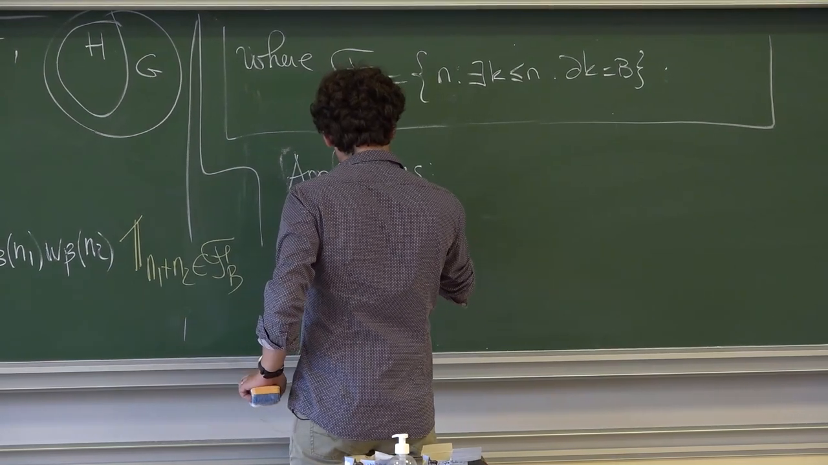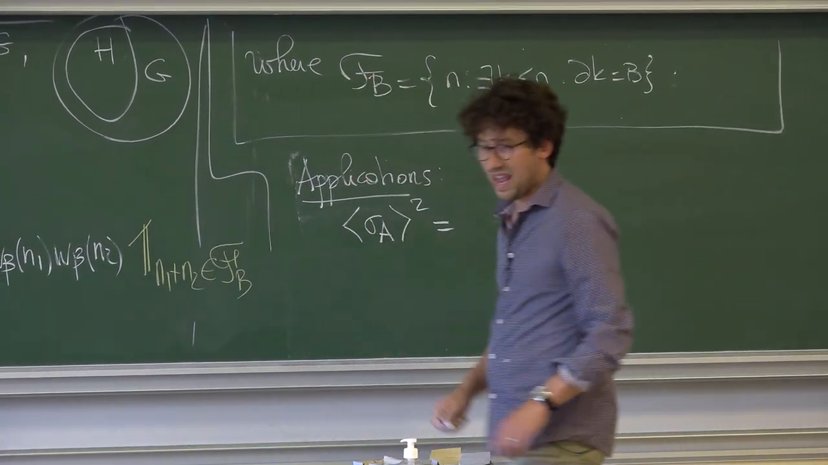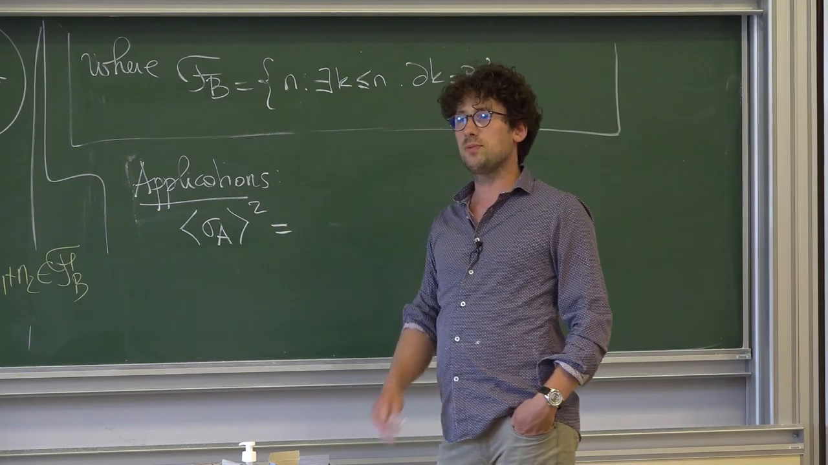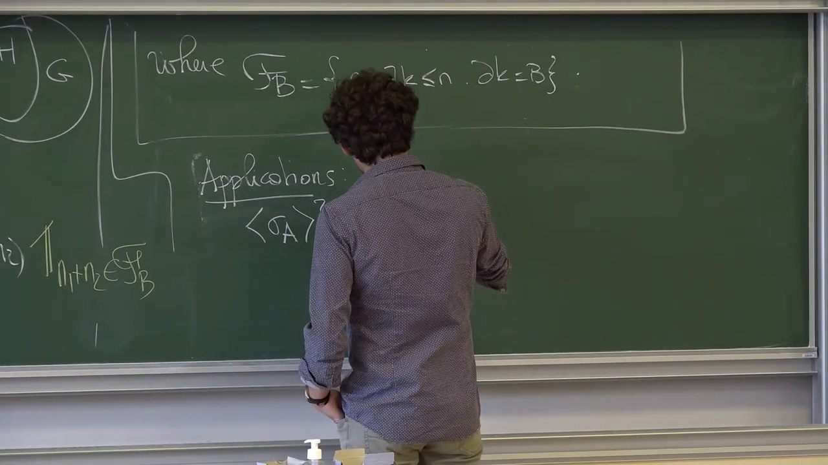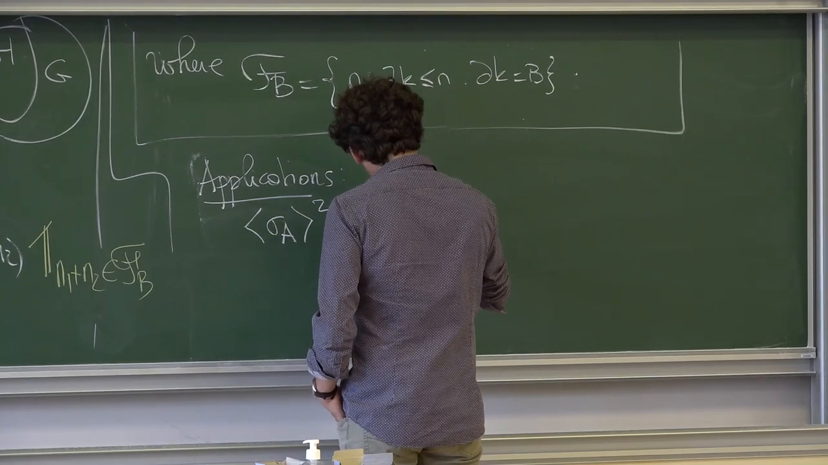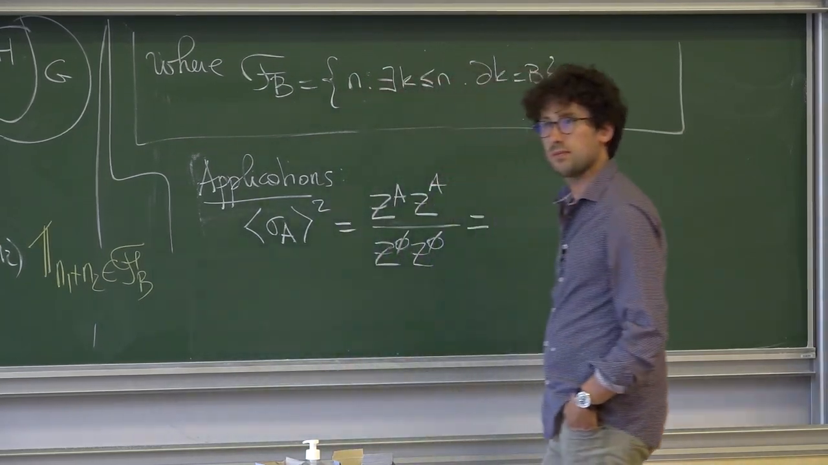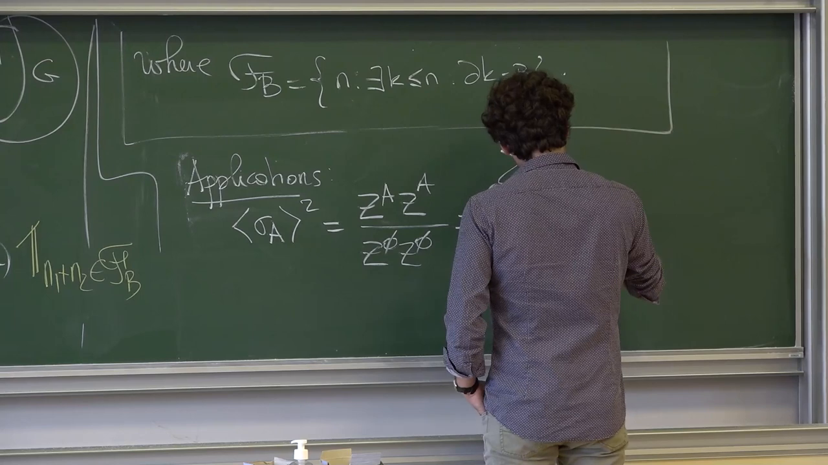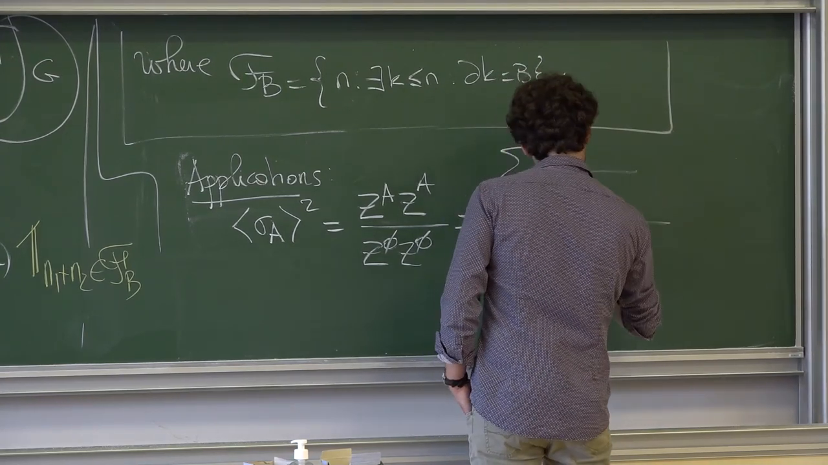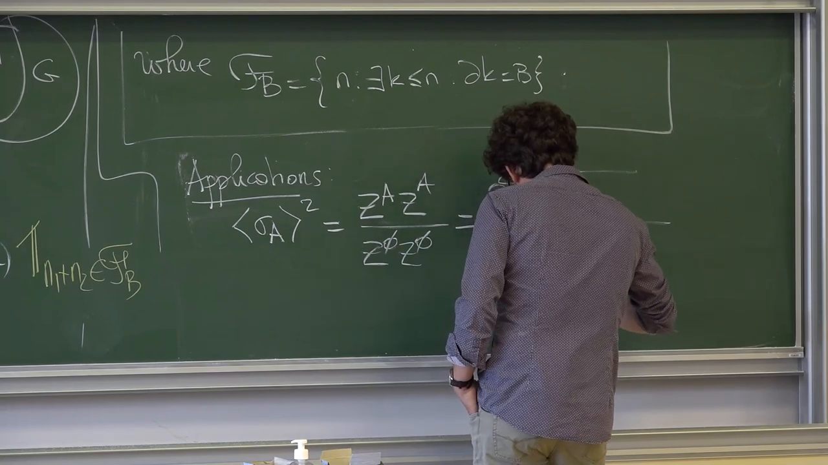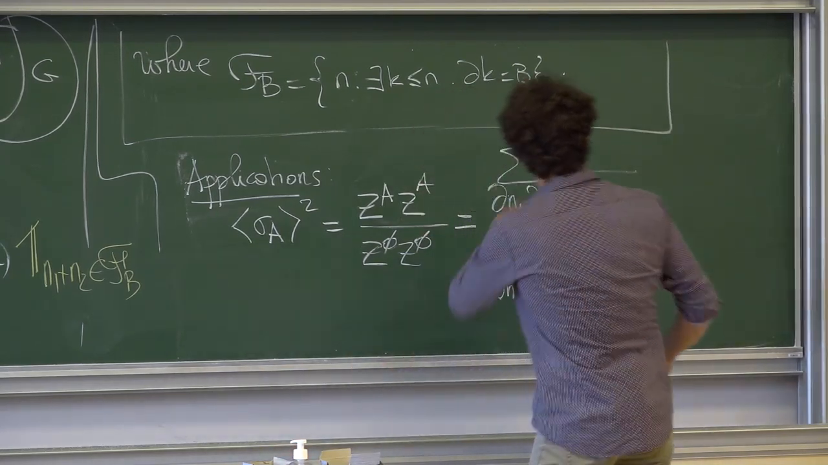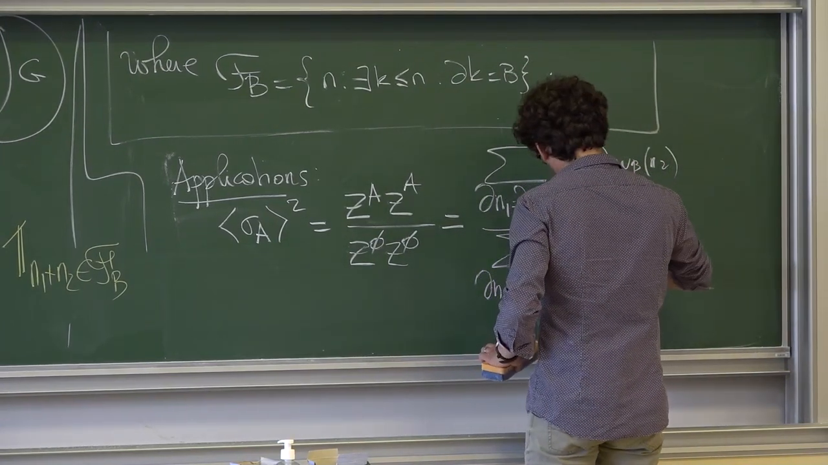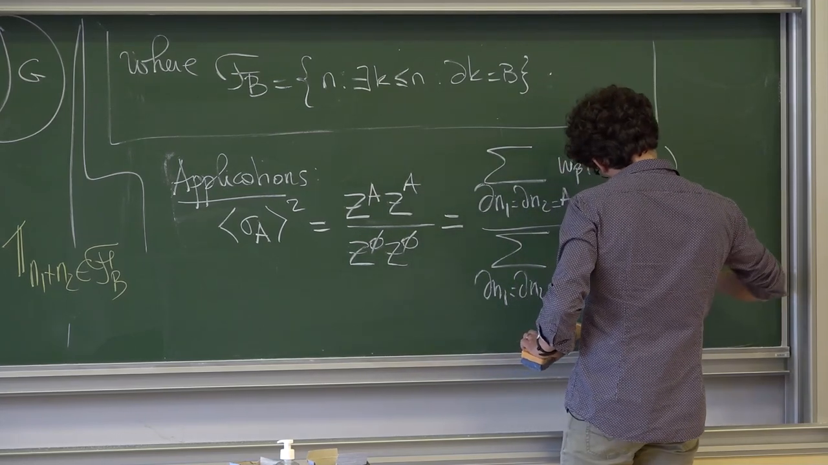Let's say I look at sigma_A squared. Sigma_A squared is what? It's the square of the spin-spin correlation. So it's Z^A Z^A over Z^empty set, right? So it is the sum, if I have n1 and n2 with sources A, divided by the sum if I have no sources, of W beta n1, W beta n2, and the same thing at the bottom. Right?